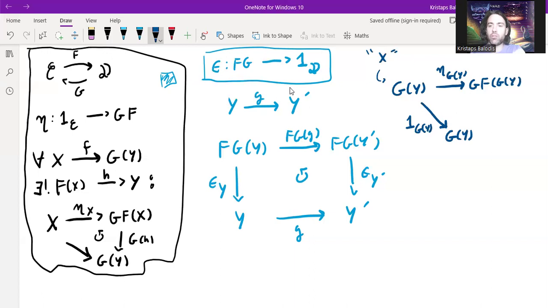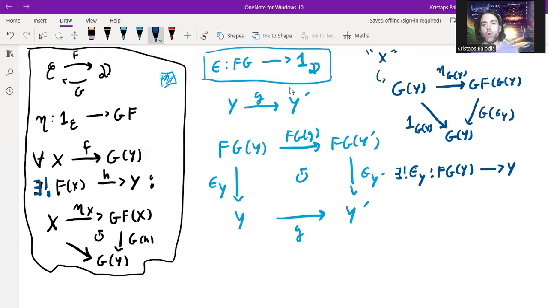And then once I've chosen that arrow, by the defining property, I know that there has to exist some arrow that goes from F of X. So in that case, this arrow, which suggestively I'm going to call epsilon sub Y, goes from F of GY to Y, right? There's a unique arrow such that when I apply G, this diagram commutes.